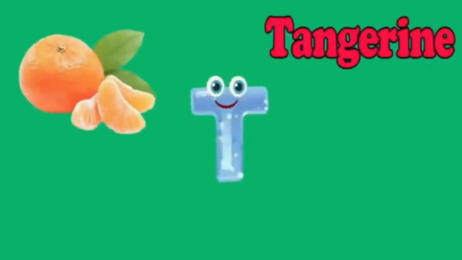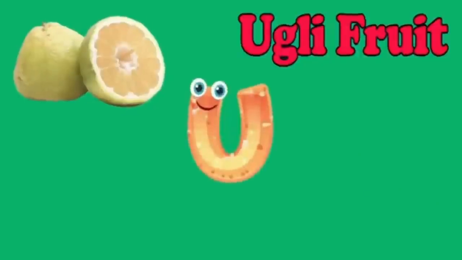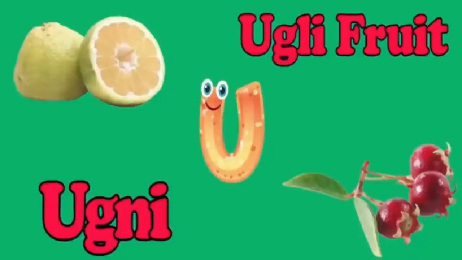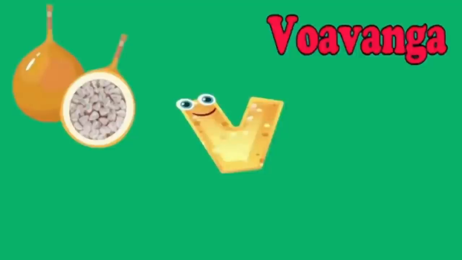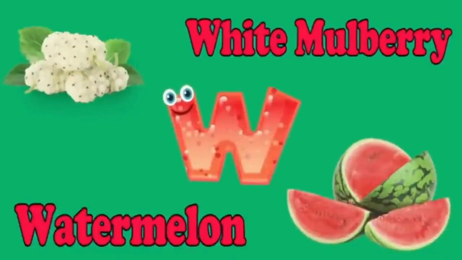T is for tangerine, tangerine. T is for tamarind, tamarind. U is for ugli fruit, ugli fruit. U is for yuzu, yuzu. V is for vavanja, vavanja. V is for vanilla bean, vanilla bean. W is for watermelon, watermelon. W is for white mulberry, white mulberry.